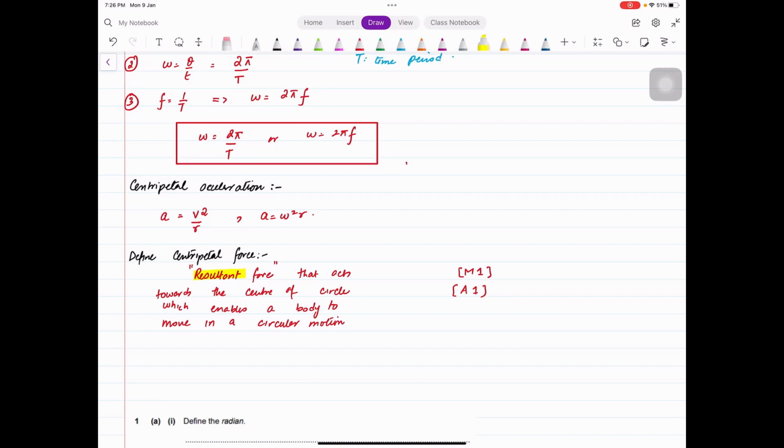Now, since any resultant force in physics is given by F equals ma, for this you can write two formulas. One, with respect to tangential velocity: instead of a, you can write v squared over r, so F equals mv squared over r. That's one formula. And you can also write F equals mr omega squared as the other formula, because both of them will be used in different situations. All right, is that clear? Yes, sir. Okay, write this down, please.